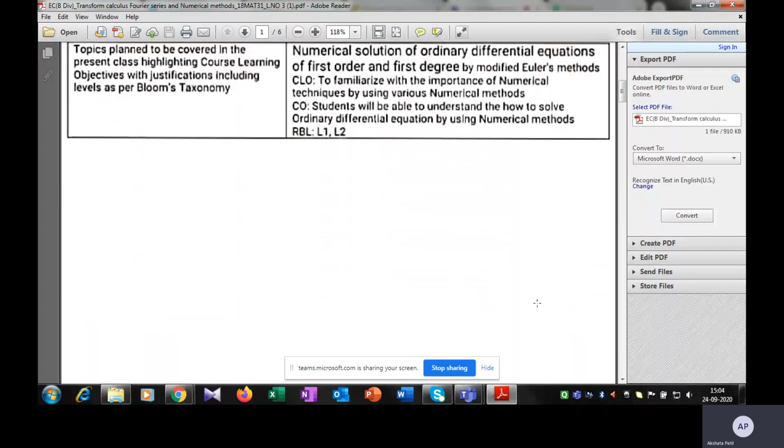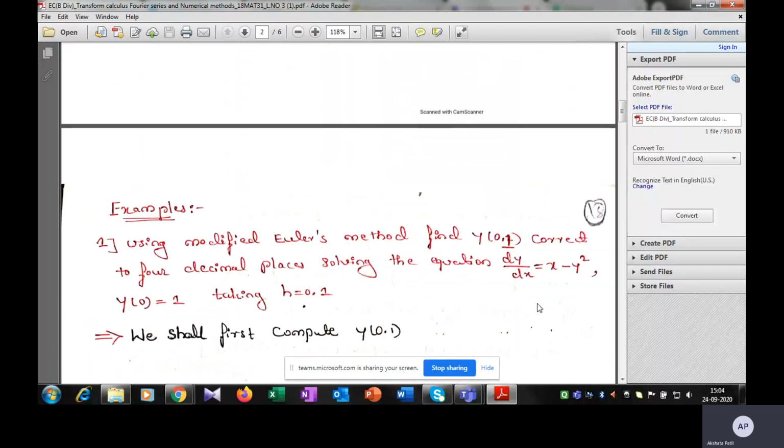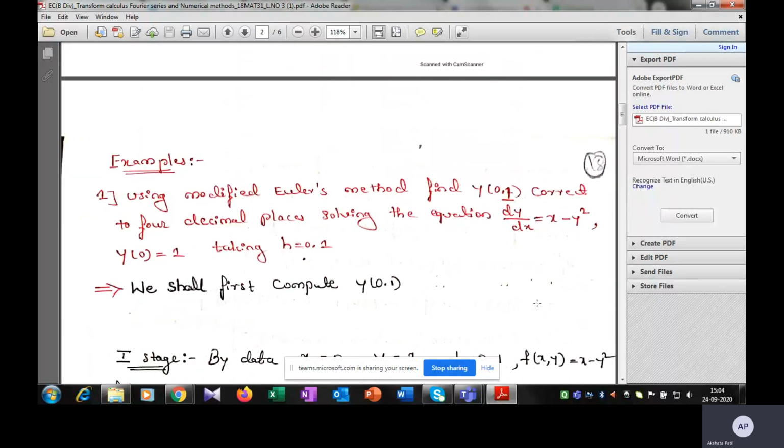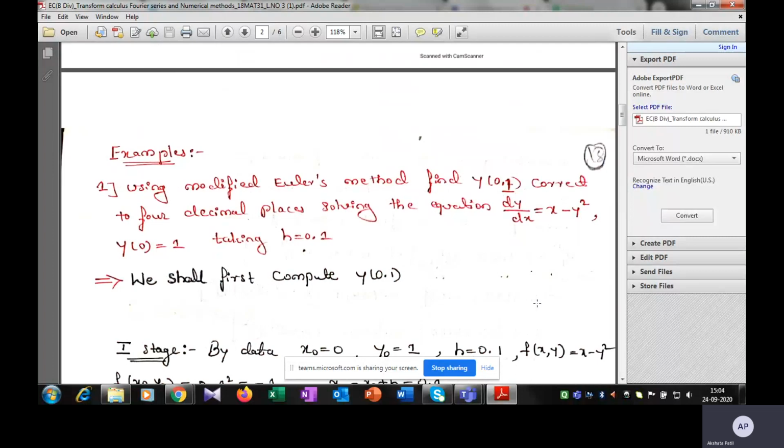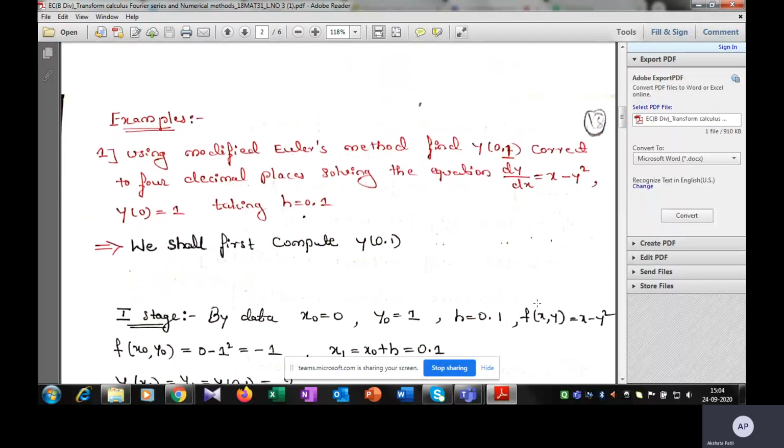Now let us solve examples by using modified Euler's method. So that is numerical technique 2. Okay. Now example number 1. In the previous session I solved one example, so let us continue the examples based on modified Euler's only. So here example number 1.